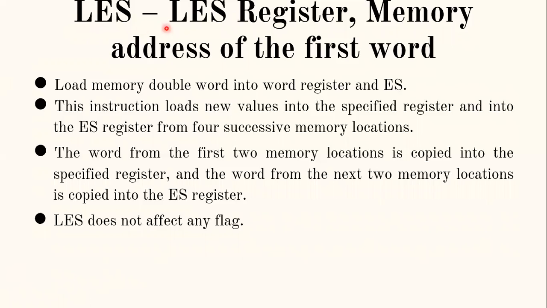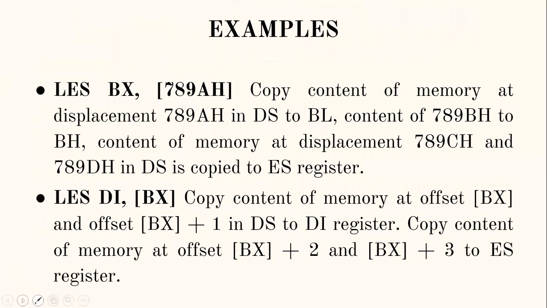Next is LES, which stands for load ES register from the memory address of the first word. The memory double word is copied into the given register and the ES register, very similar to the previous instruction LDS. It does not affect any flag. This is a similar example to the one we have seen in LDS, so its working is very similar.